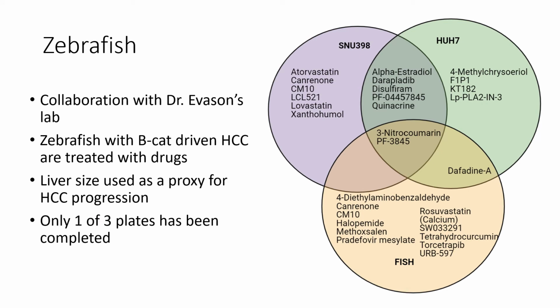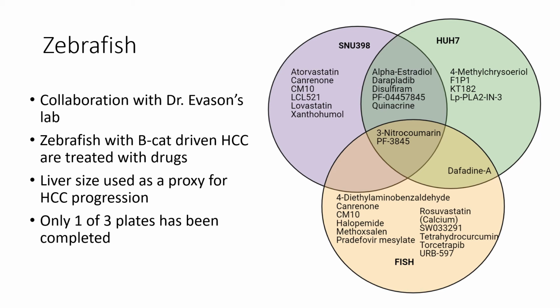As part of a collaboration with Dr. Kim Evison's lab, this library of drugs is also being screened in zebrafish to determine in vivo results of the compounds. The zebrafish have a genetic mutation in their beta-catenin gene that causes liver overgrowth consistent with an HCC phenotype. The degree of liver overgrowth in treated versus untreated fish is used as a proxy to represent HCC progression. The fish are treated as larvae, so they're transparent, and their liver size is easy to observe. Less liver overgrowth relative to the control indicates a hit compound.